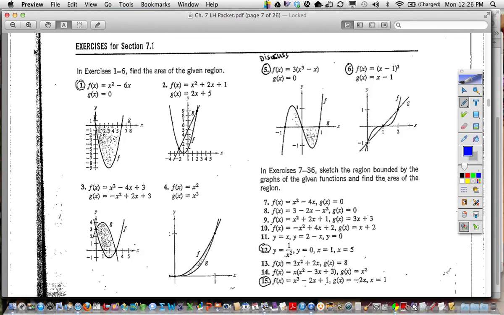If we start with the LH packet first, let's just go through the answers here. So the first one we had on LH was what number? Number 1. Okay, number 1 was 36. So this was just area between curves.